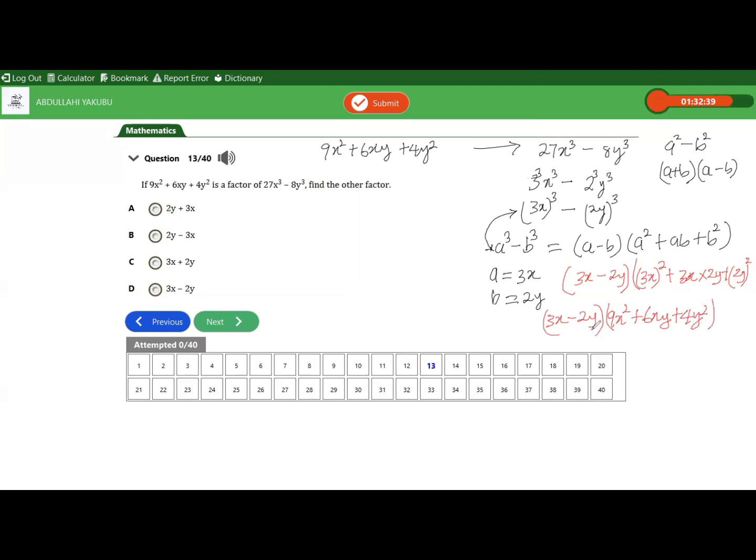So you see, we end up having the initial first factor. Then the other factor that we are looking for is 3x minus 2y, that if multiplied by this again, gives us 27x raised to power 3 minus 8y raised to power 3. Are we clear? So the correct option here is option D, which is 3x minus 2y. I hope this is understood. Okay.